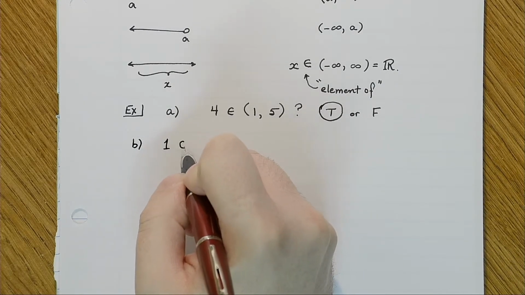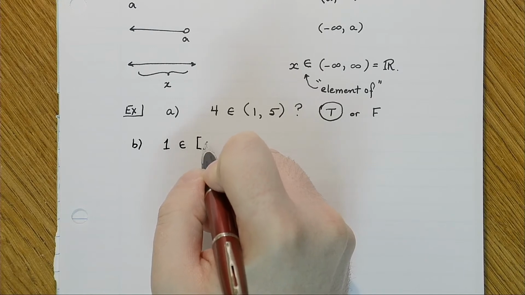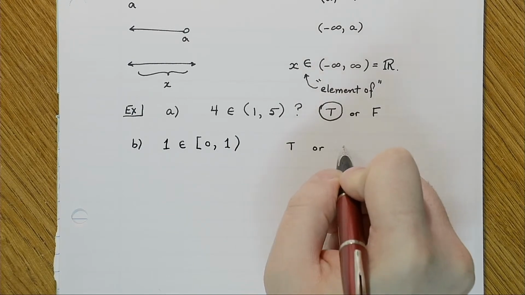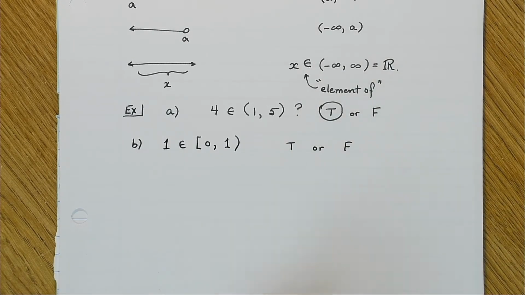Same thing. Here's 1 is an element of the interval from 0 to 1. Is that true or false? I have one false so far. At least that's an answer. Good. Anyone else? Yeah, false, false. Good. I like to see that everyone's saying false.